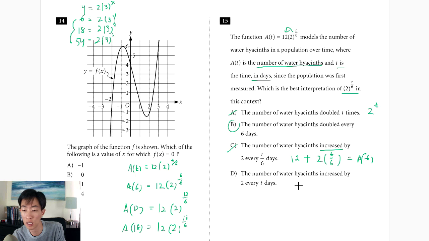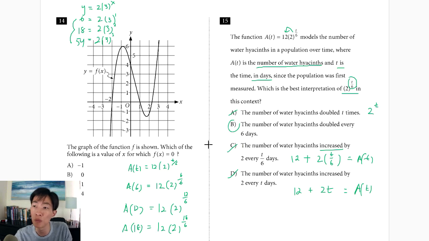D, the number of water hyacinths increased by 2 every t days. That's easy. It's 12 plus 2t, because every time a new day happens, day 1, 2, 3, you're adding another 2, and that's very similar to choice C. So all in all, if you knew how to recognize an exponential function, you can quickly recognize this as doubling every 6 days, because that's the exponent and 6 is in the denominator, and so choice B is the answer.